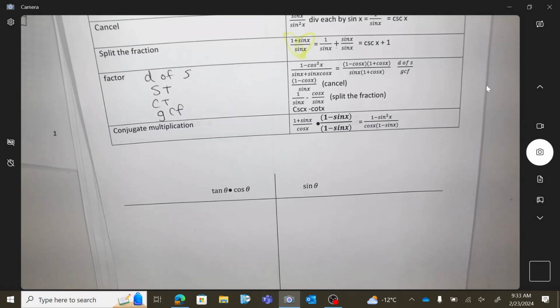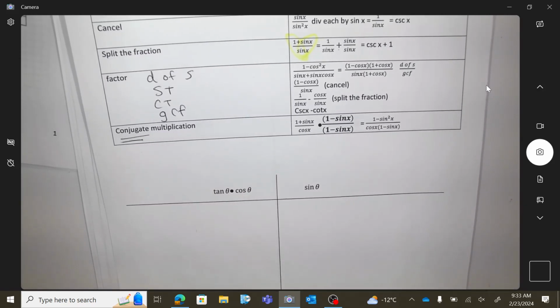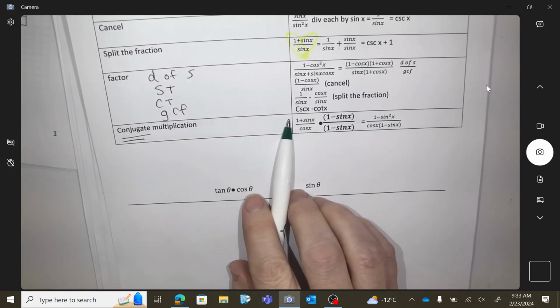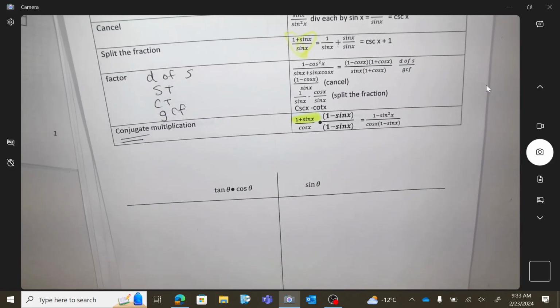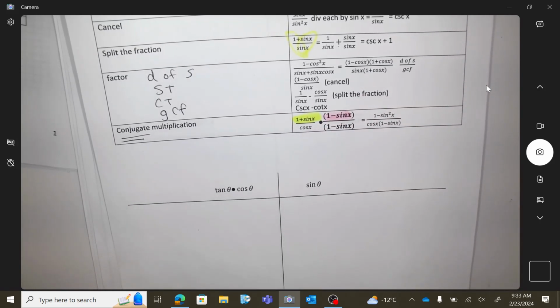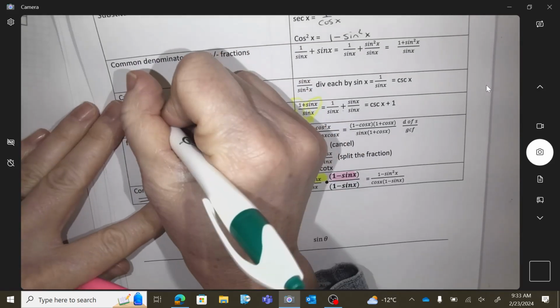And one more strategy. You've learned this word in grade 11, conjugate multiplication. So a conjugate, so if you have 1 plus sine x binomial, what's the conjugate? 1 minus sine x, that's a conjugate. So yeah, the opposite. Okay, when I go back up to this one, cancel.